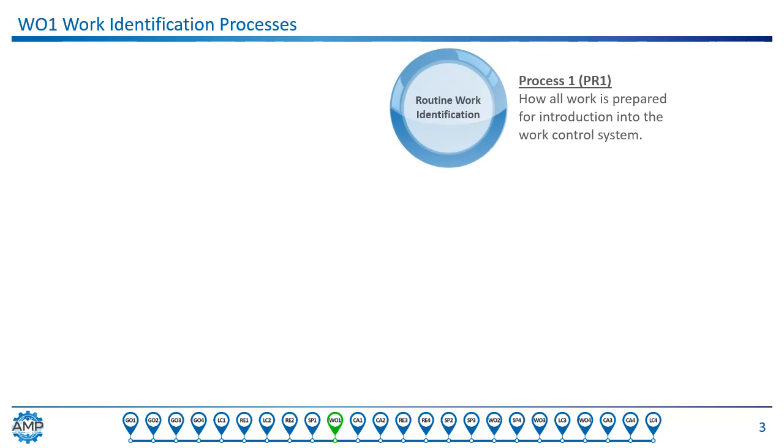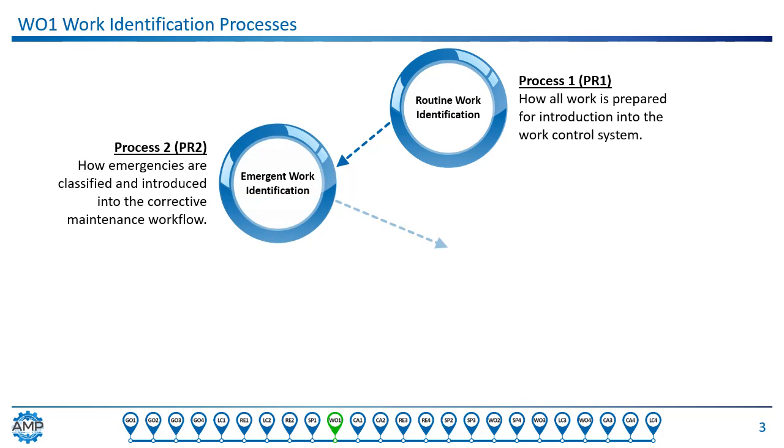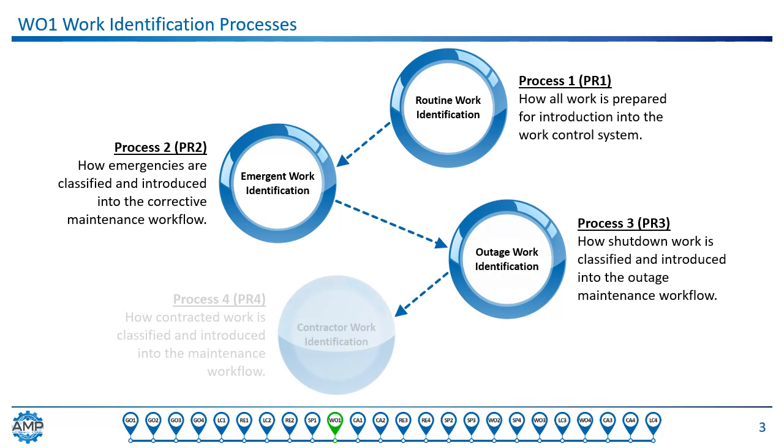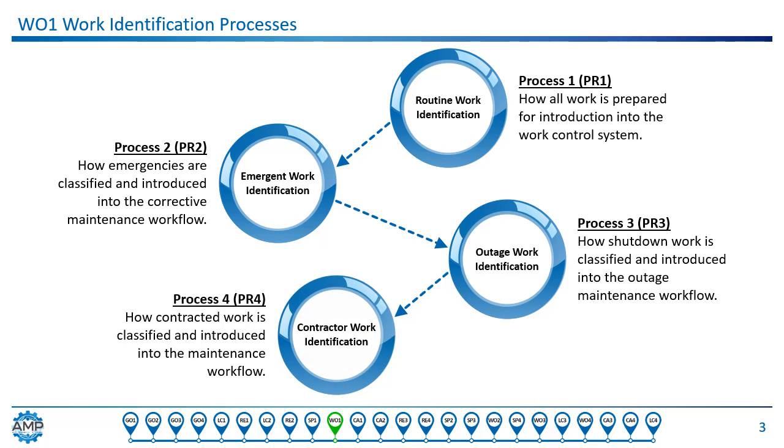The four processes for work identification are how all work is prepared for introduction into the work control system. That's process one. Process two is how emergencies are classified and introduced into the corrective maintenance workflow. Process three is how shutdown work or outage work is classified and introduced into the outage maintenance workflow. And process four is how contracted work is classified and introduced into the maintenance workflow.